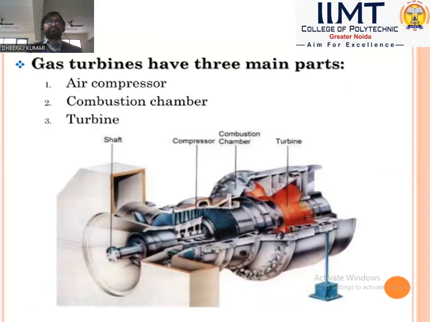This is the sectional view of the gas turbine. There are three main parts of the gas turbine. This is the compressor of the gas turbine and this is the turbine. This is the multi-stage turbine, which has fixed blades as well as moving blades. In between the compressor and turbine, there is a combustion chamber. The compressor and turbine are coupled on a single shaft.